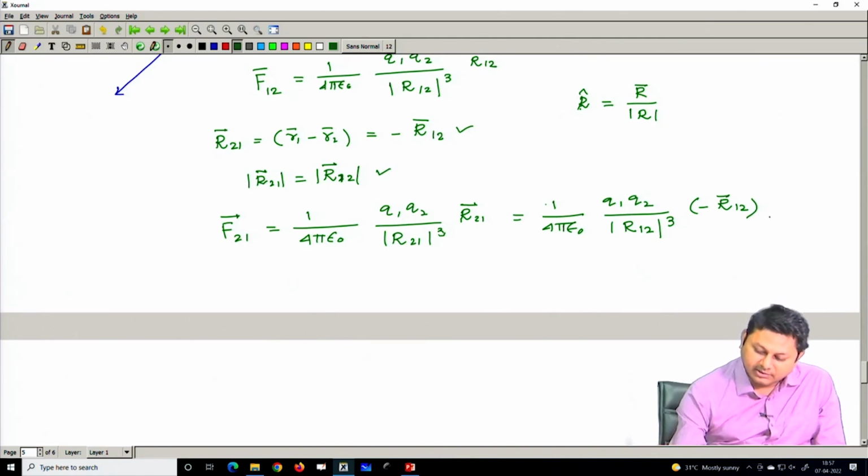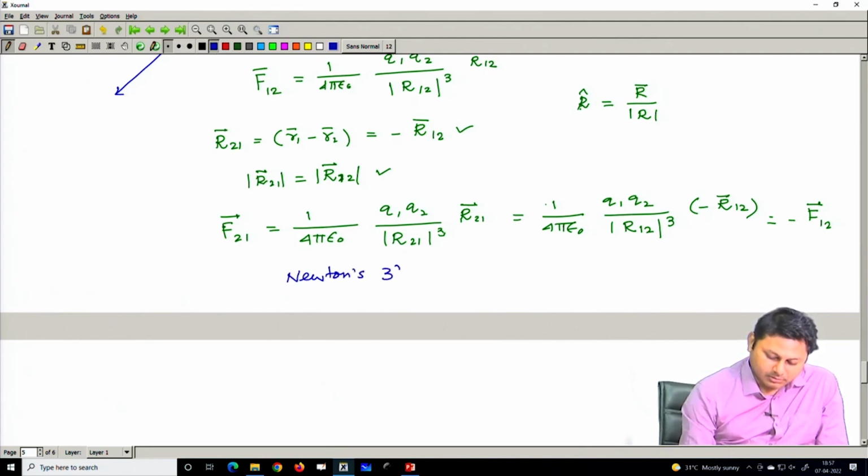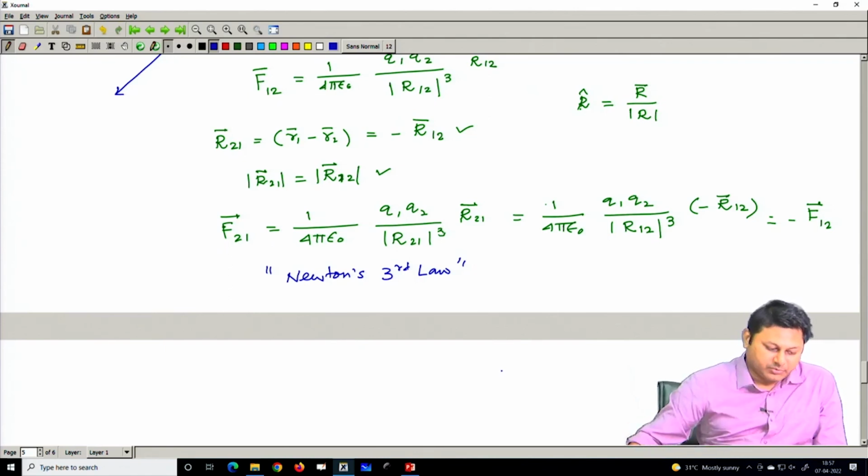So this quantity is nothing but minus of F12, which simply tells that this is Newton's third law. This is nothing but Newton's third law, and that we can simply check. Every action has its opposite, equal and opposite reaction. So the force F21 and F12, they are equal and opposite.